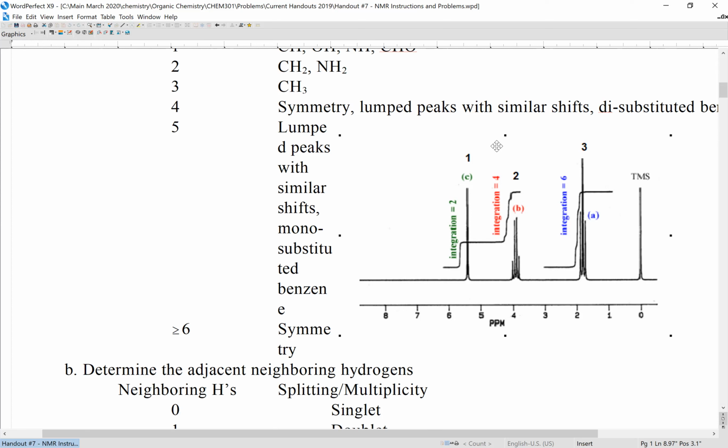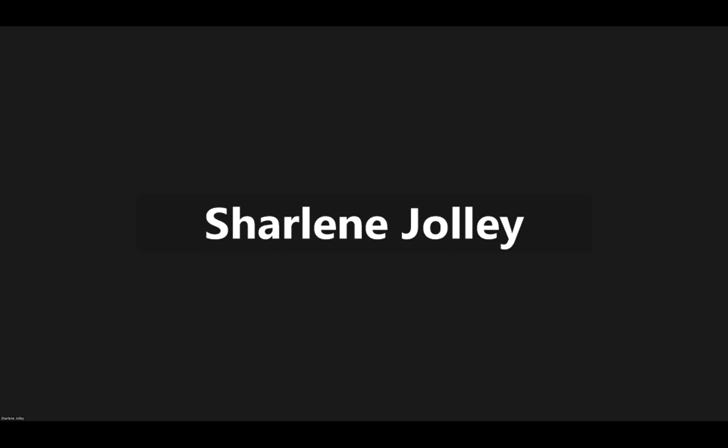Okay, so that's how we're going to determine whether they're singlets, doublets, triplets. And I'm going to go to a different screen that I can write on. And where do I want to go?